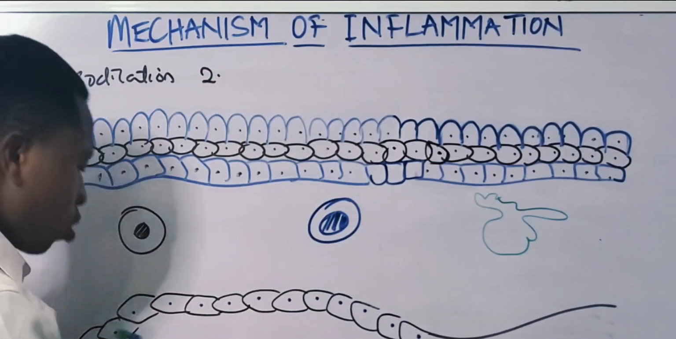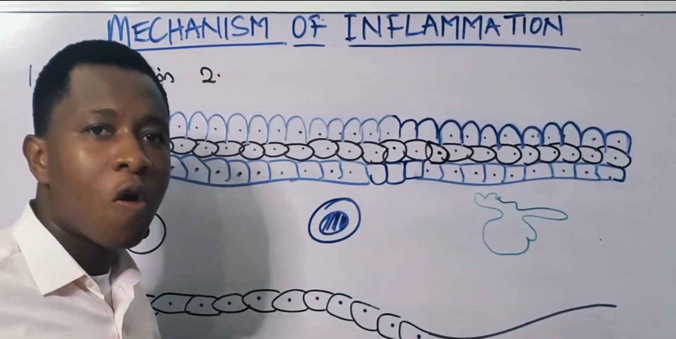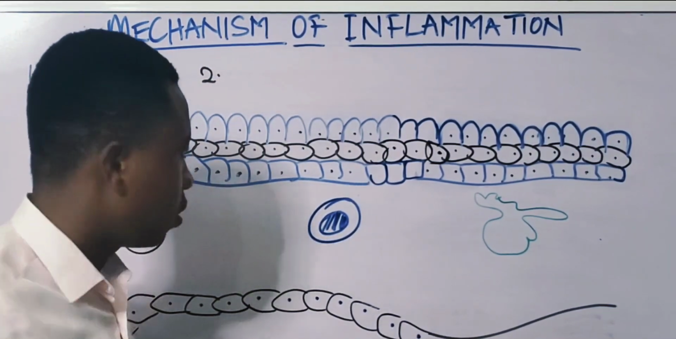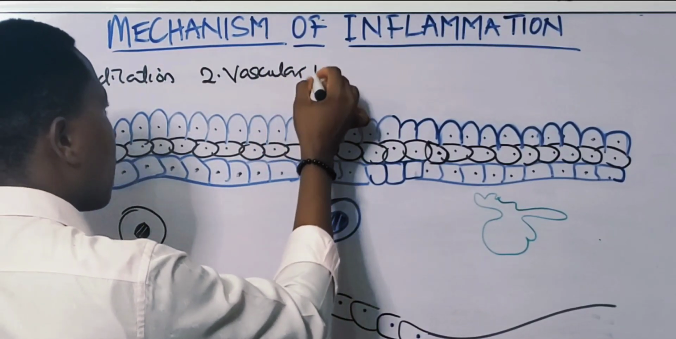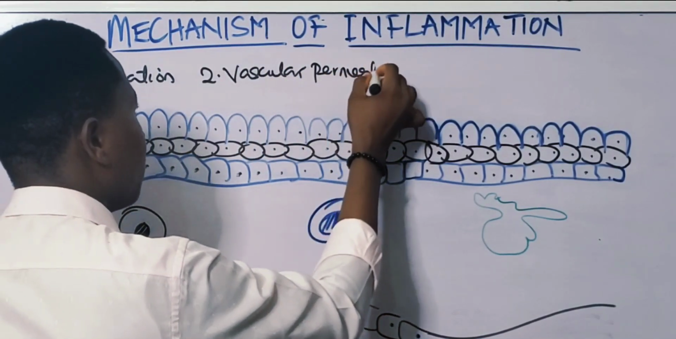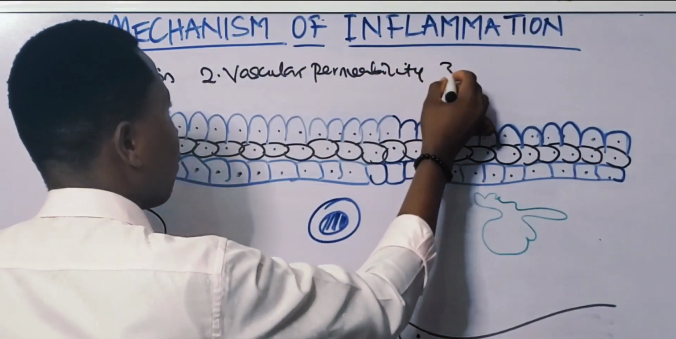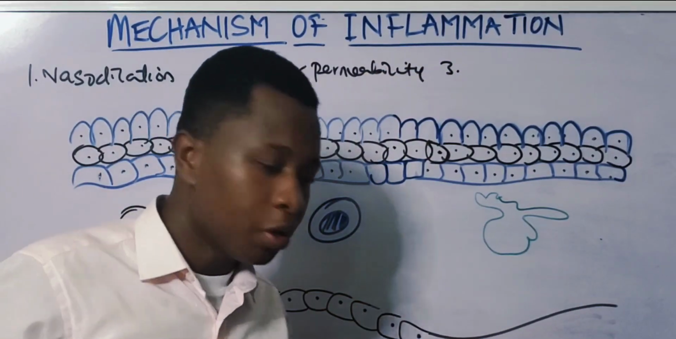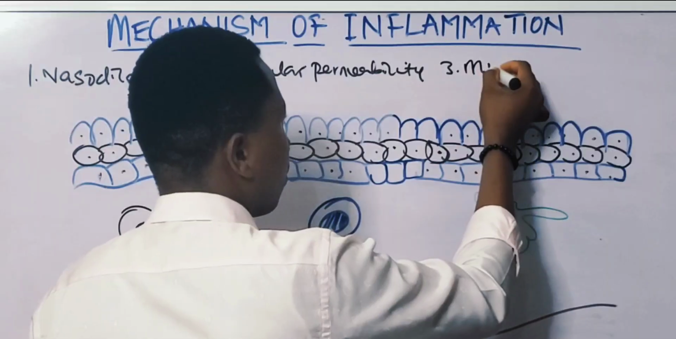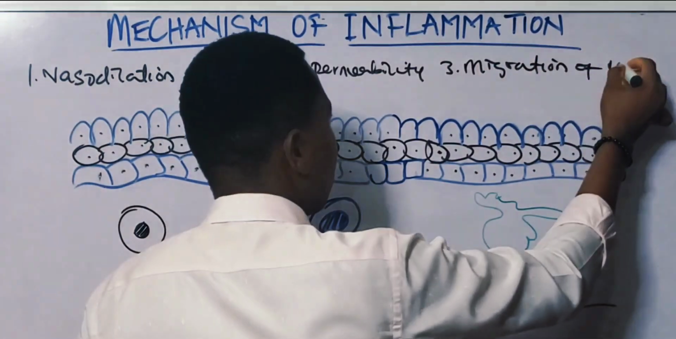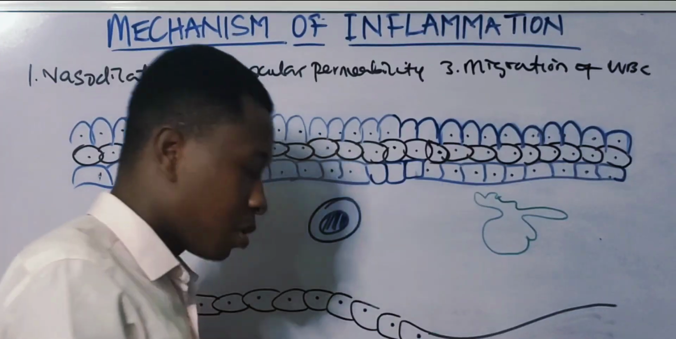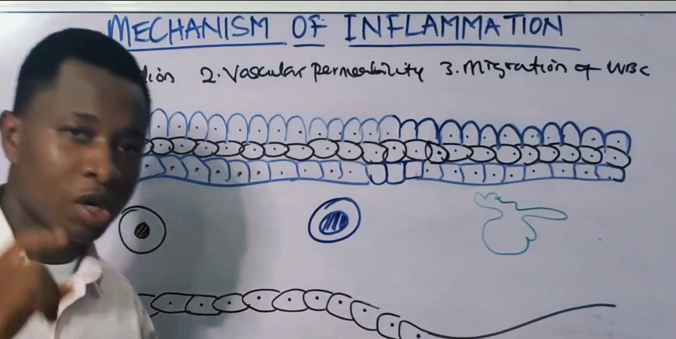The second stage is what we call the permeability of the vessel, vascular permeability, and thirdly, we have migration of immune cells or white blood cells, and we're going to be talking about each of these stages one after the other.